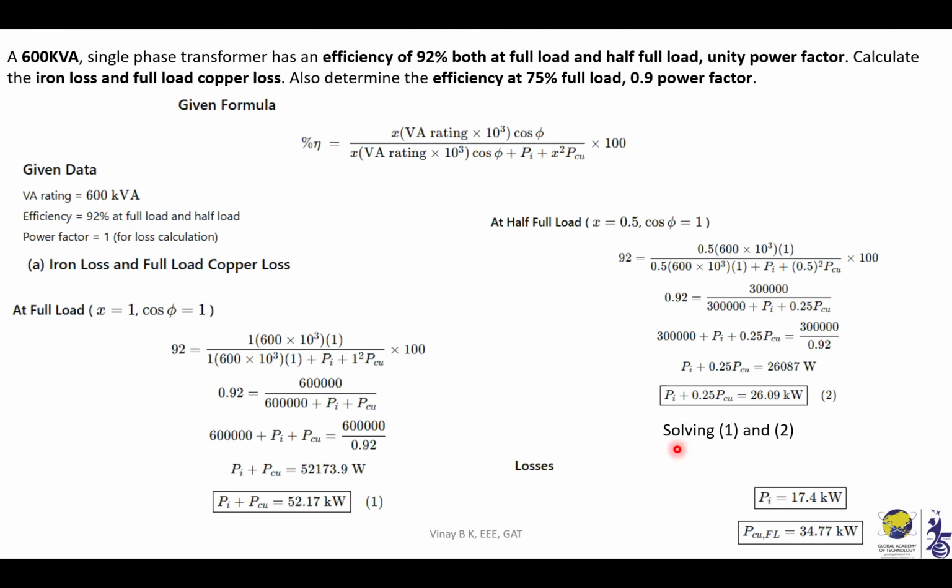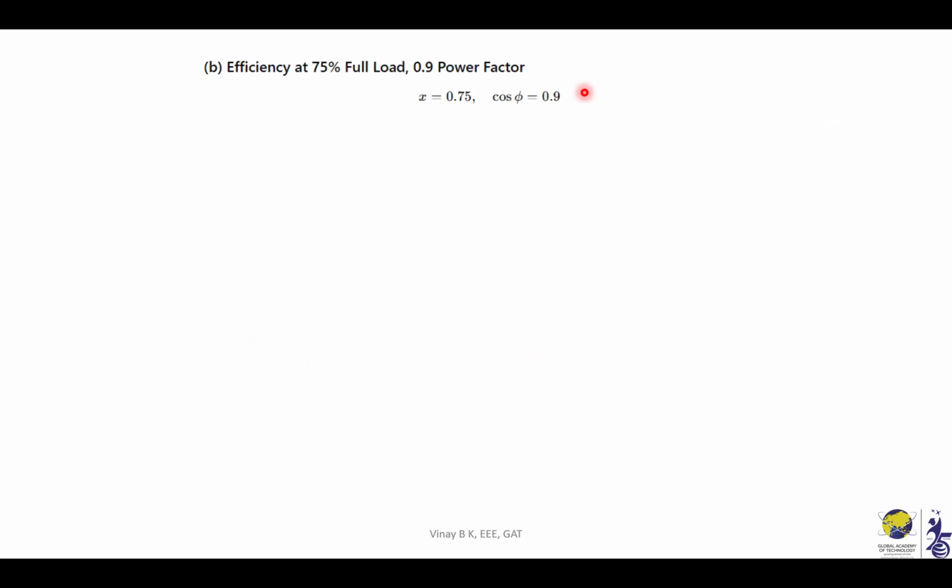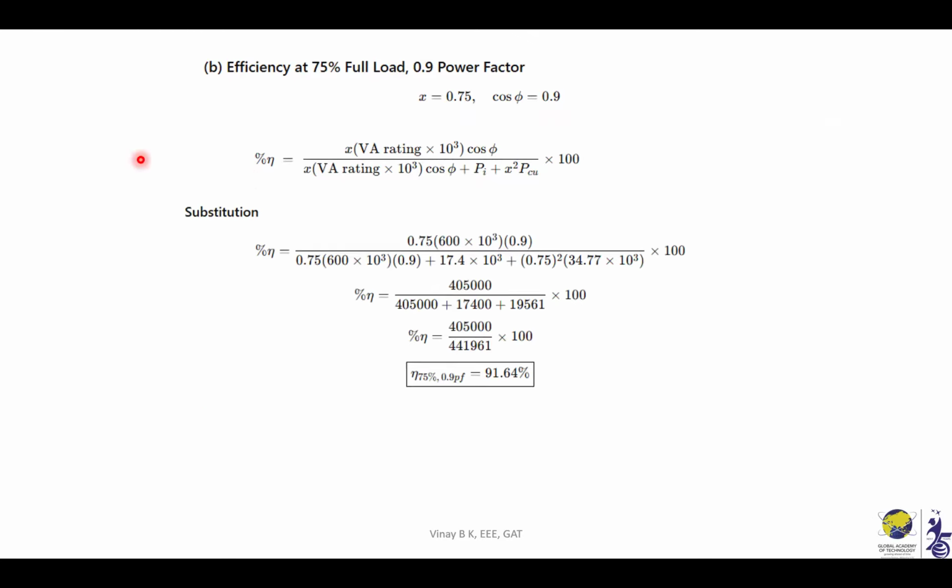So once after knowing this value of PI and PCU, then they are asking you to find the efficiency at 75% full load, 0.9 power factor. Therefore, efficiency for 75% full load, which means that X is 0.75 and power factor cos phi is 0.9. Therefore, use the formula percentage of efficiency, substitute the values.